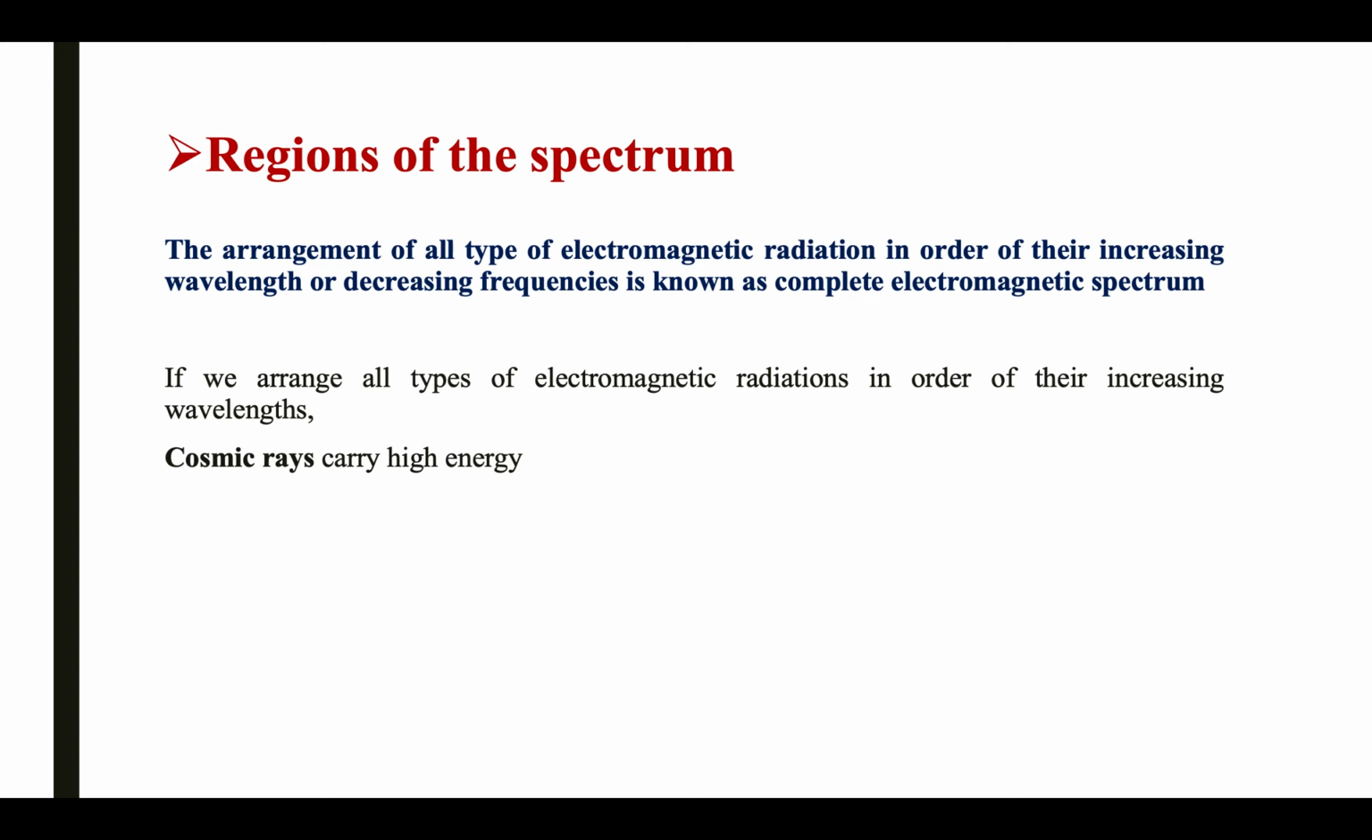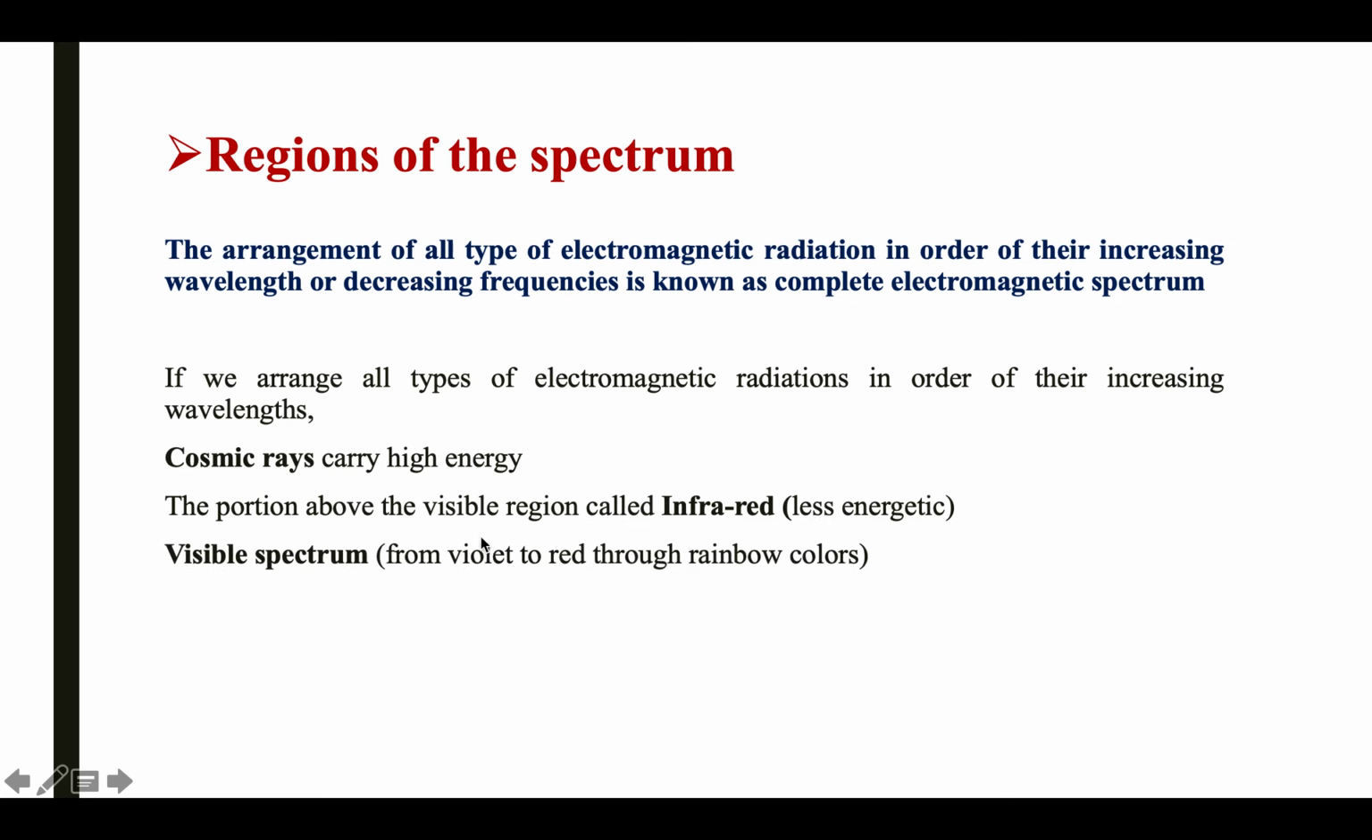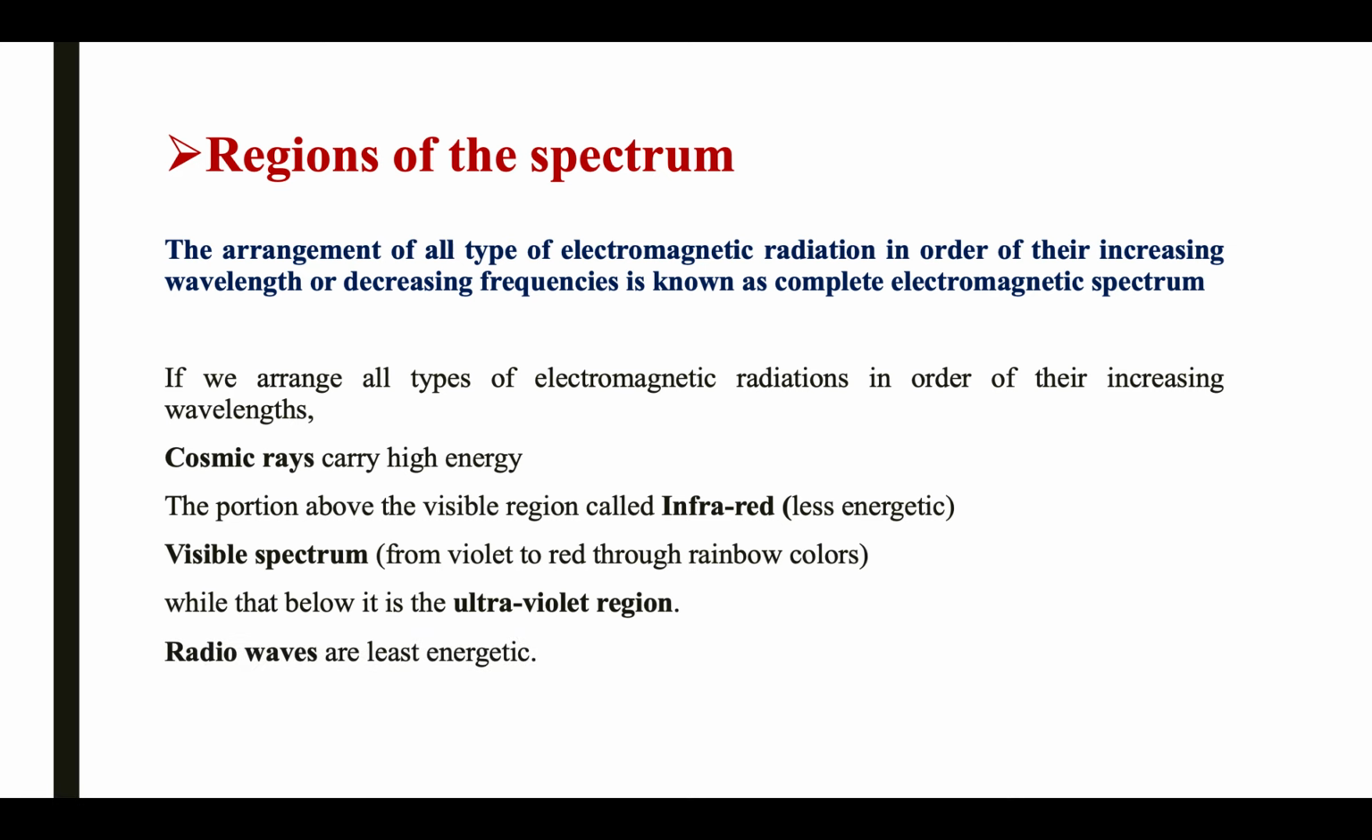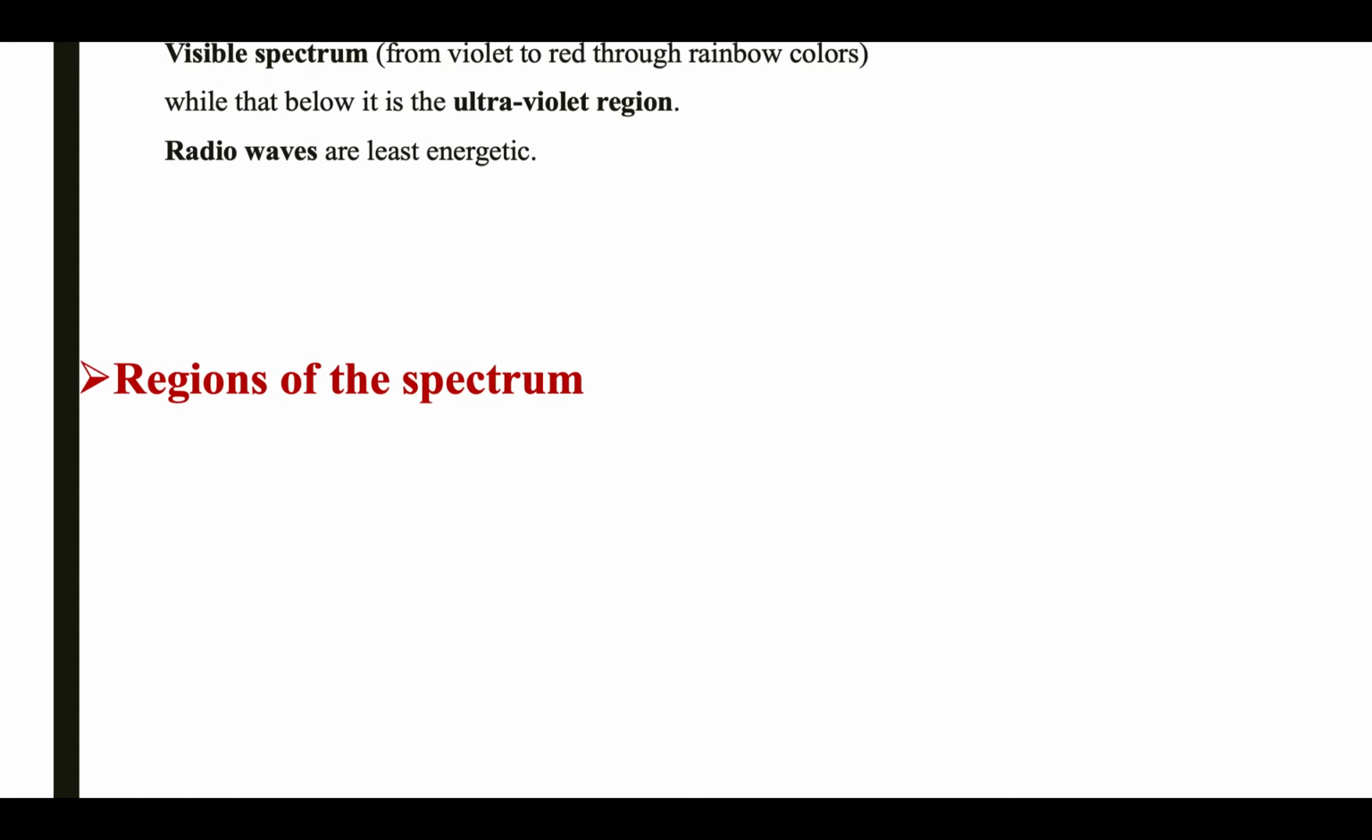Arranging all types of electromagnetic radiation in order of their wavelengths, first we see the cosmic rays, which carry very high energy. Then the infrared, the portion above the visible region, which is less energetic. Then the visible spectrum from violet to red through the rainbow colors. While below it are the ultraviolet regions. Then radio waves, which are the least energetic compared to all.